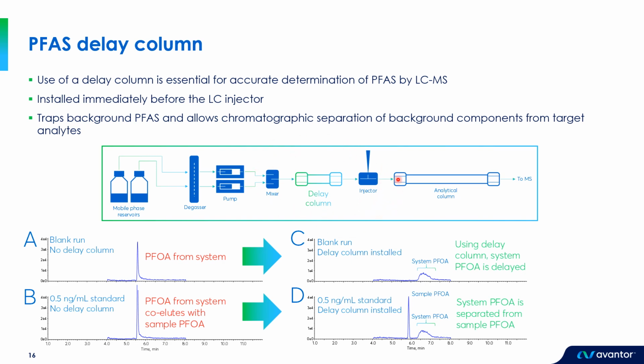The delay column will trap any PFAS from the mobile phase, and these will be eluted separately from our sample peak. So if we move from chromatogram A, our blank run with no delay column, to chromatogram C, where we now have installed the delay column, you can see that the background PFOA peak is now eluting much later as a much broader peak. If we now inject a sample, as shown in chromatogram D, our sample peak is now well separated from the background PFOA, which means that we can accurately quantitate our target PFAS. One thing you can take from this webinar is really that I would say the use of that PFAS delay column is absolutely essential for PFAS analysis to prevent false positives and allow accurate quantitation of your target analytes.